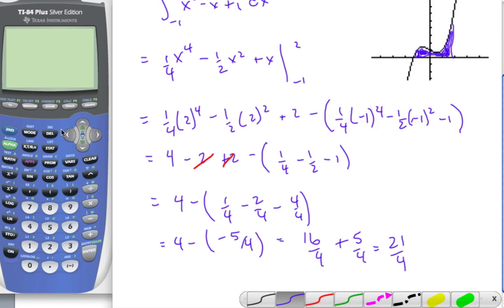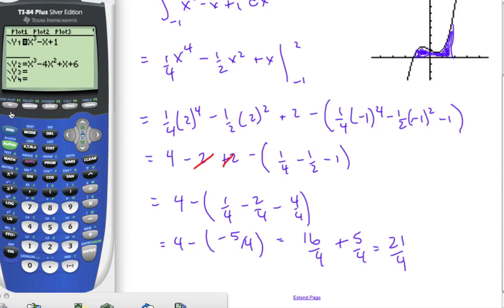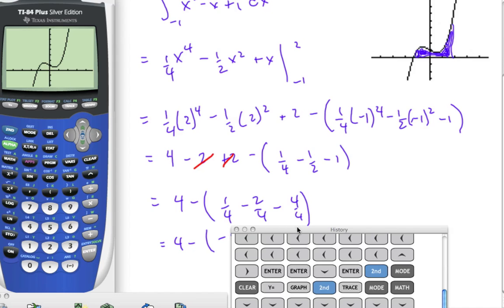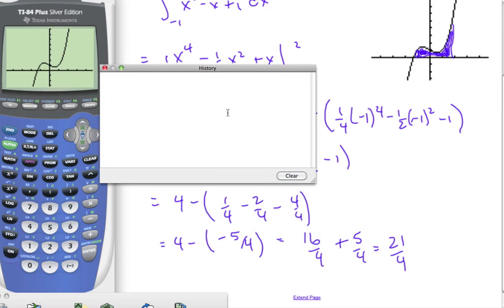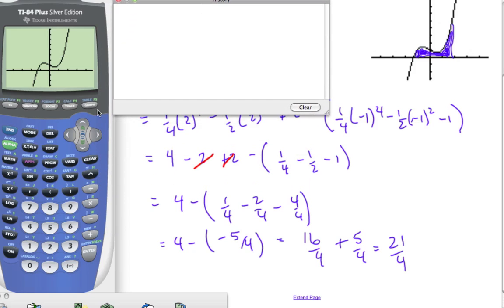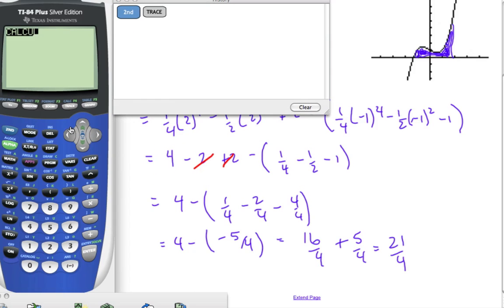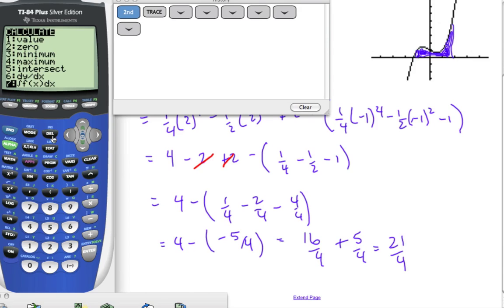Right. And so we could do that with our calculator. If I come to my calculator here, you can see that I've already got the function here, and if I graph it, I'll find it. If you want to see what my keystrokes are, I'm going to go second trace, which is my calculate menu, going down to number 7.